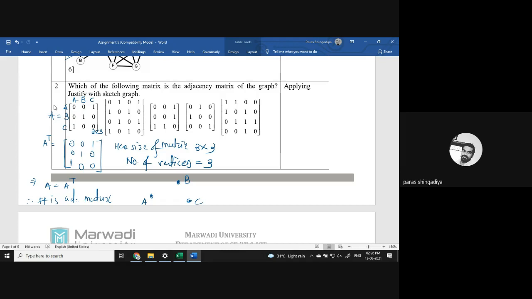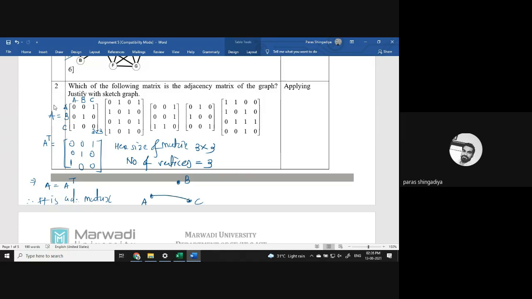So what does it mean? There is no loop at A. Then A to B is 0. So what is the meaning of that? There is no edge between A and B. And A to C is 1. So what is the meaning of that? There is an edge between A and C. So you have to connect A and C.